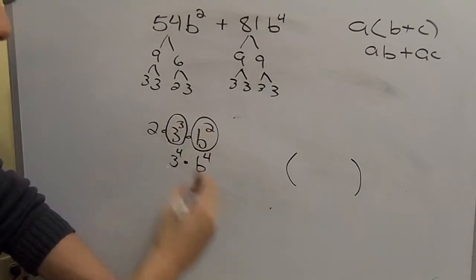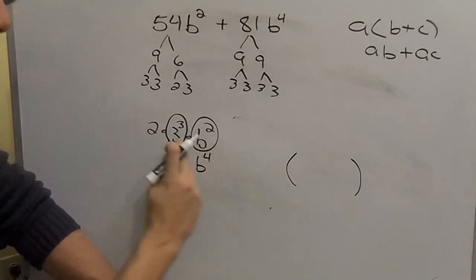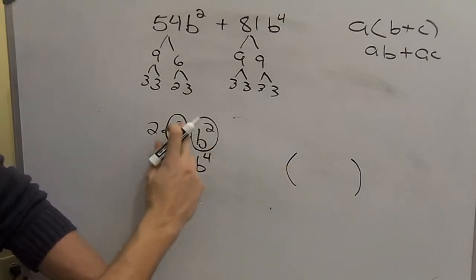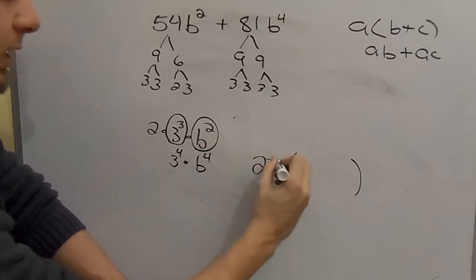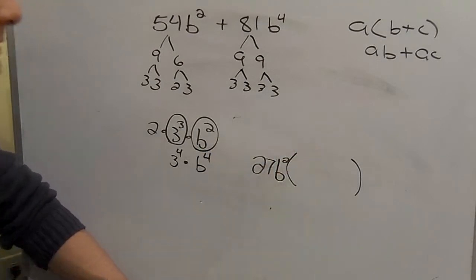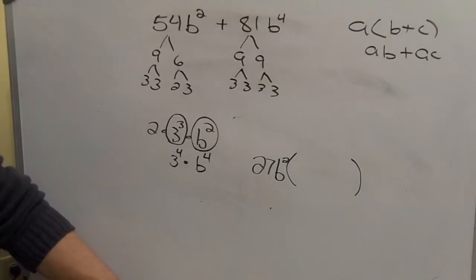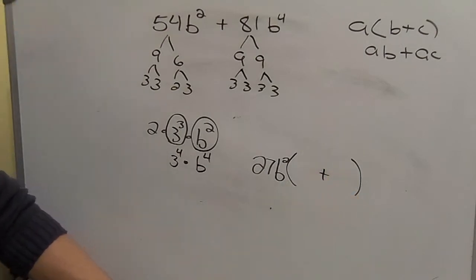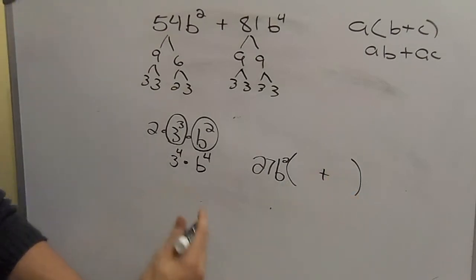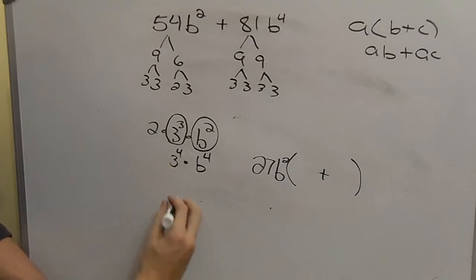So I'm going to write 3 to the third power out. And so 3 times 3 is 9, times 3 is 27. B squared just stays as b squared. So on the outside you have 27b squared. Okay? Now we want to figure out what goes inside the parentheses. Okay, so again, we're going to write out their prime factorizations.